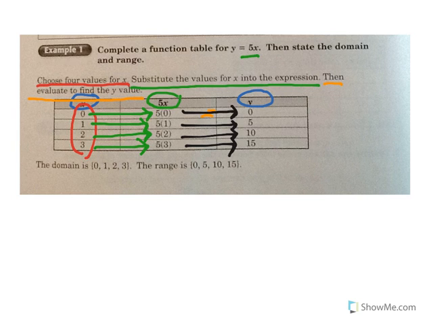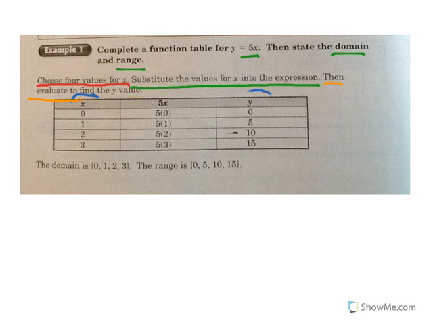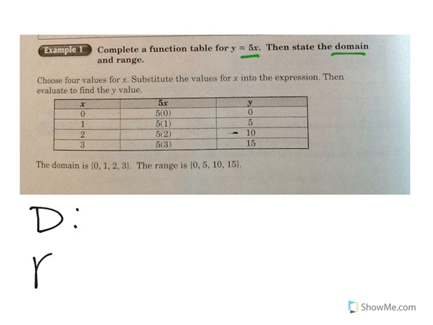Then it says to state the domain and the range. This is pretty easy. The domain is my set of x values, and my range is my set of y values. I'm going to erase this to make it a little cleaner. When finding domain, I'm just going to put D for domain and R for range. My domain is just my set of x values.